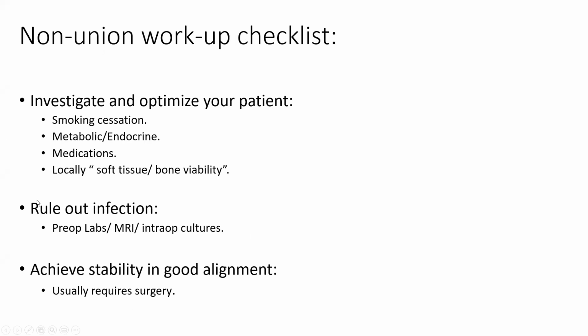There is this small checklist, but I wouldn't worry much about it because we will have a more comprehensive way later on. Whenever you have a non-union, you need to investigate and optimize your patient. Take a proper history, proper comprehensive labs that include metabolic, endocrine, medication history, and then examine locally and systemically, optimizing each factor that you face in order to achieve union.